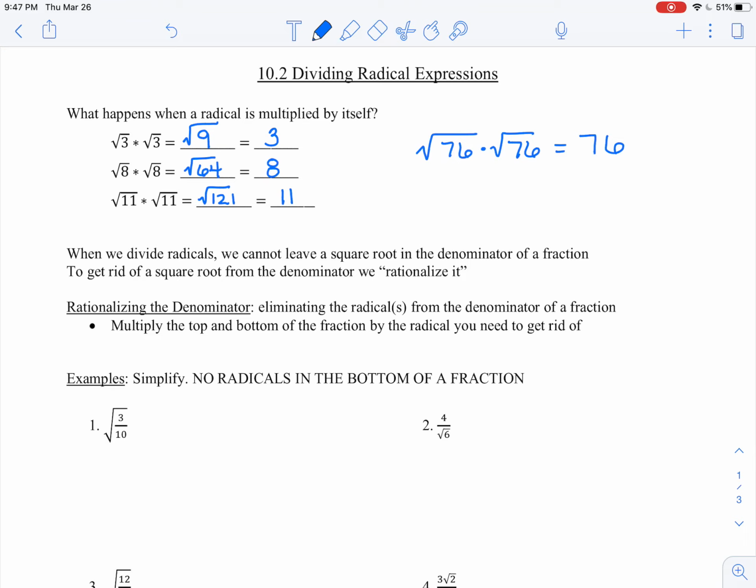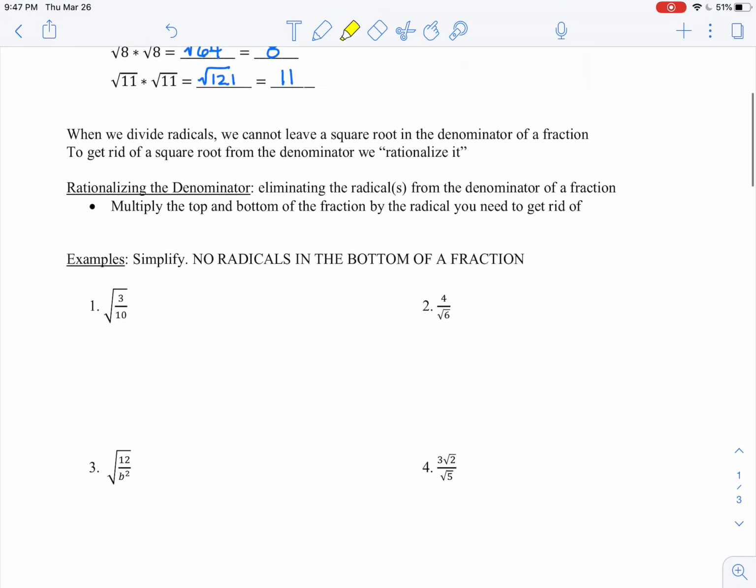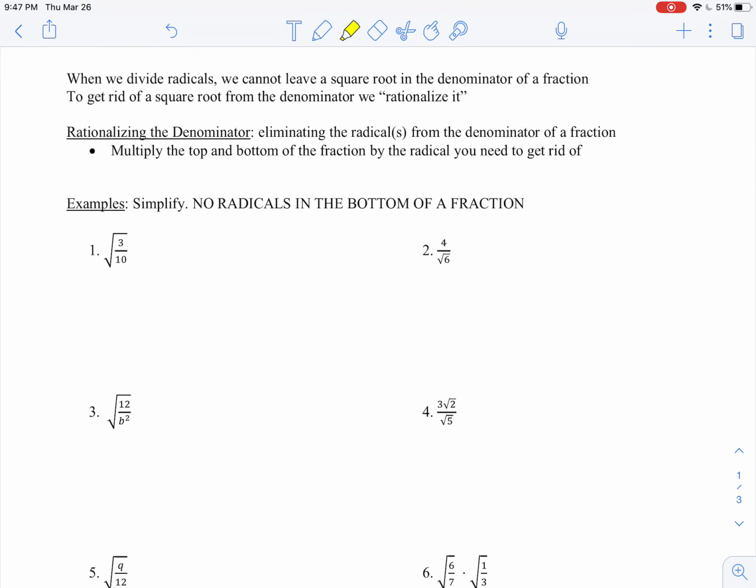We're going to use this idea when we divide radicals because when we divide radicals, we cannot leave a square root in the bottom of a fraction. And of course, fractions are the same as dividing. So we have to do something that's called rationalize. To rationalize the denominator means that we get rid of the radical from the bottom of a fraction.